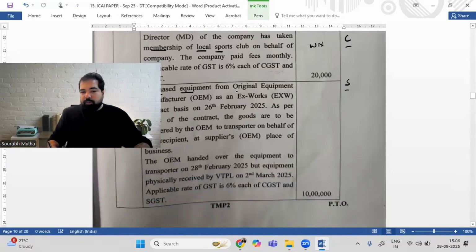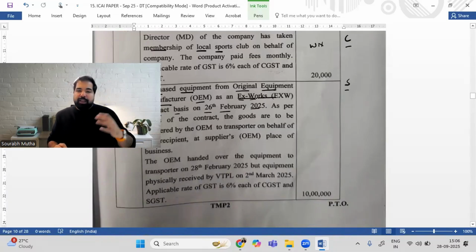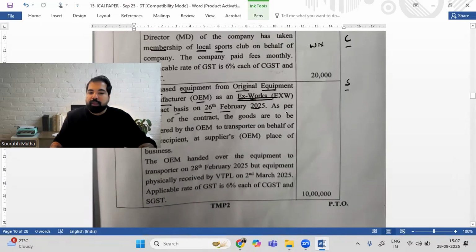Purchase equipment from an original equipment manufacturer, OEM, on Ex-Works contract basis on 26 February 2025. Now, what do you mean by Ex-Works? That means if I'm buying some machinery, let's say I'm buying some machinery from Samsung. Now, Samsung will not deliver it to me, they will deliver it at their factory. That's called Ex-Works delivery. I have to collect it from there, or I have to ask my transporter to collect it from there. As per the terms of the contract, the goods are to be delivered by the original equipment manufacturer to the transporter on behalf of the recipient.